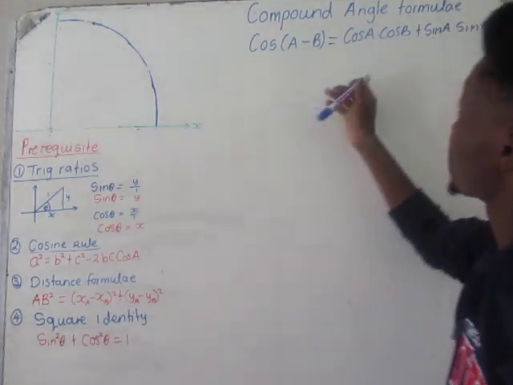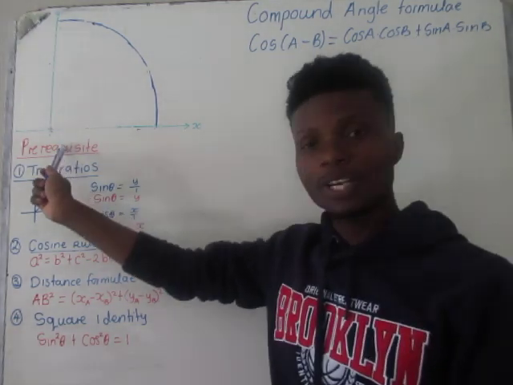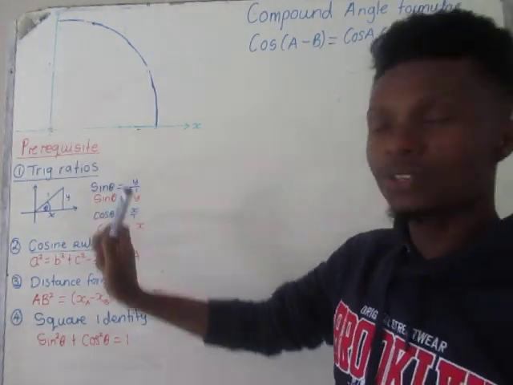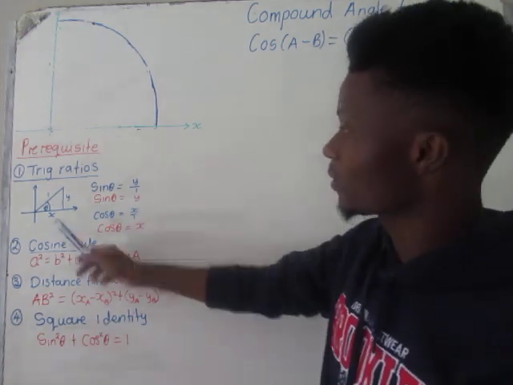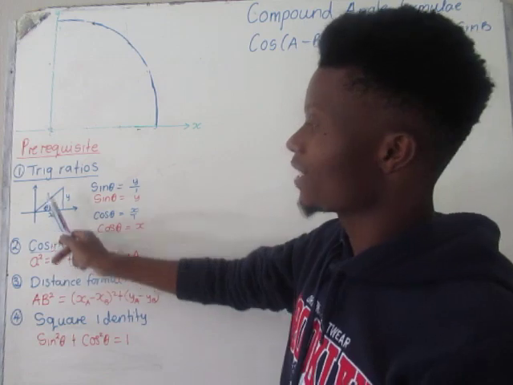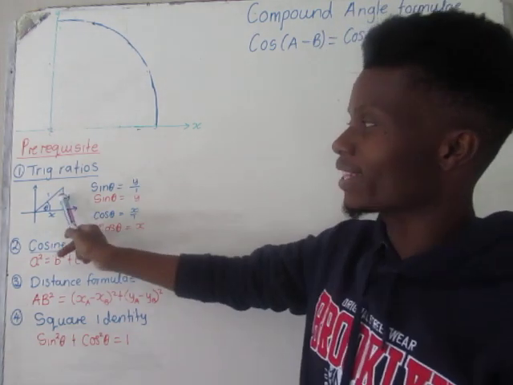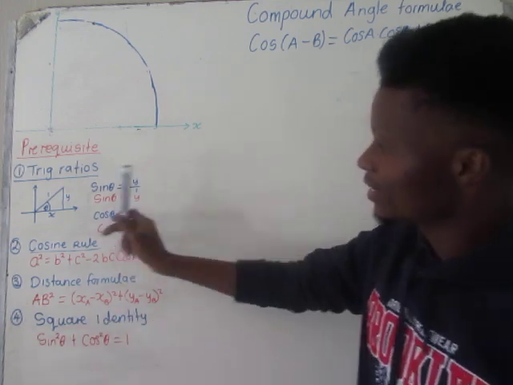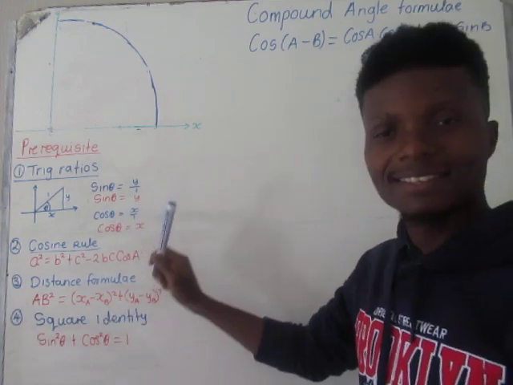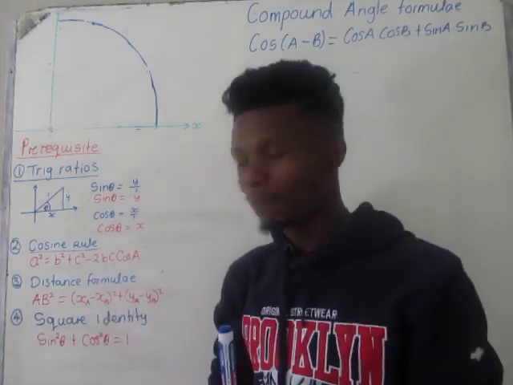Before we can prove this formula, you should be acquainted with trigonometric ratios: sin theta can be written as y, because sine is opposite over hypotenuse, the opposite being y and the hypotenuse being 1. So sin theta can be written as y and cos theta can be written as x. This is something you should be able to do by now.